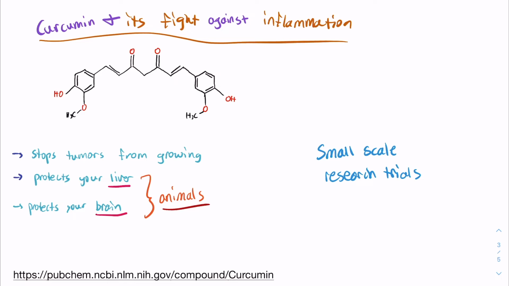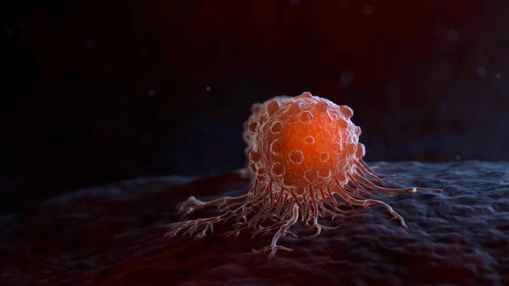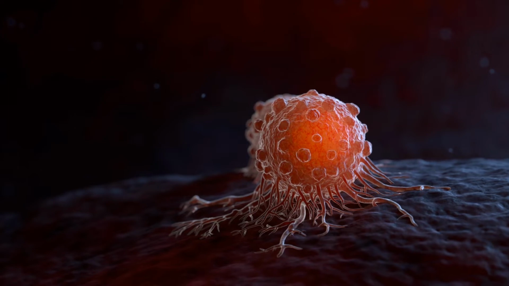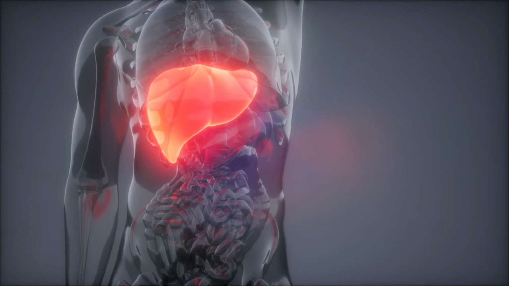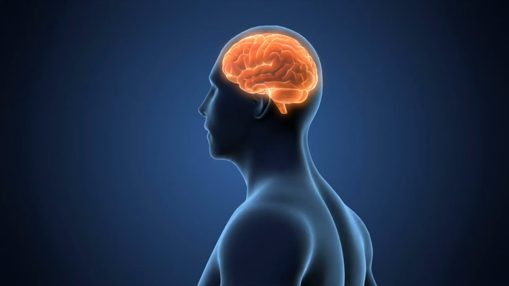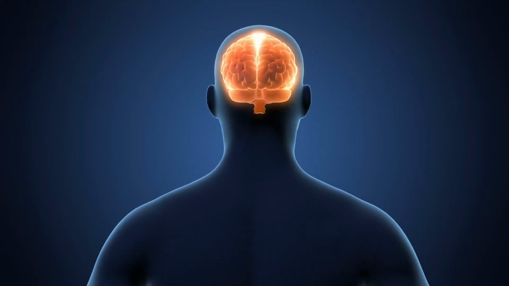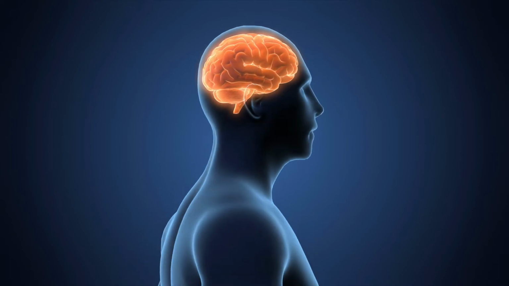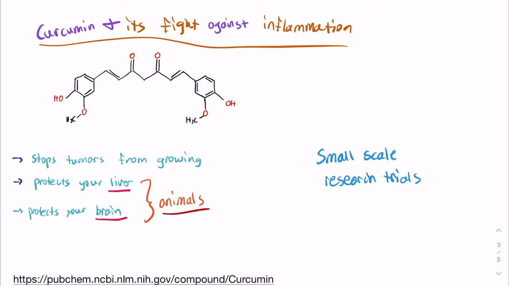So from the studies that have been done, at least in animals, curcumin can stop tumors from growing. And tumors are just cells in your body that get overproduced, and that can lead to cancer and things like that. It protects your liver. At least it can protect the liver of certain animals. It can protect your brain. Again, these are animal models, and there hasn't been much study in human beings. But these are some of the things that curcumin can fight against.